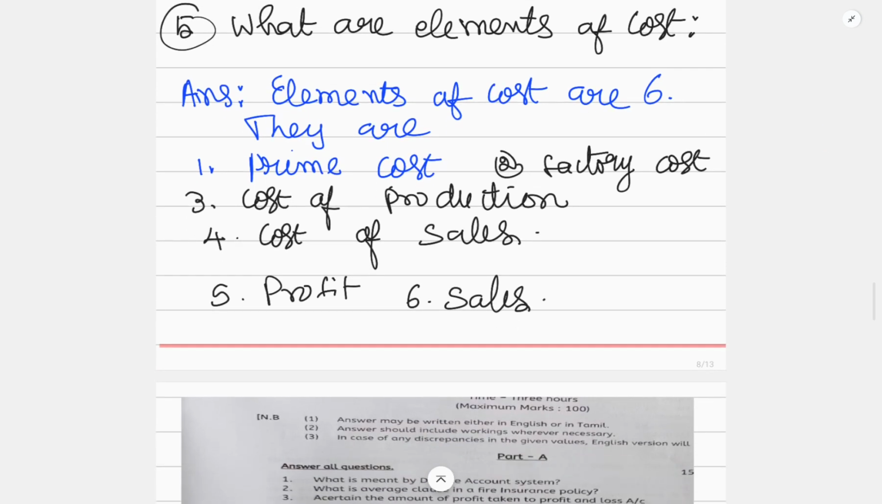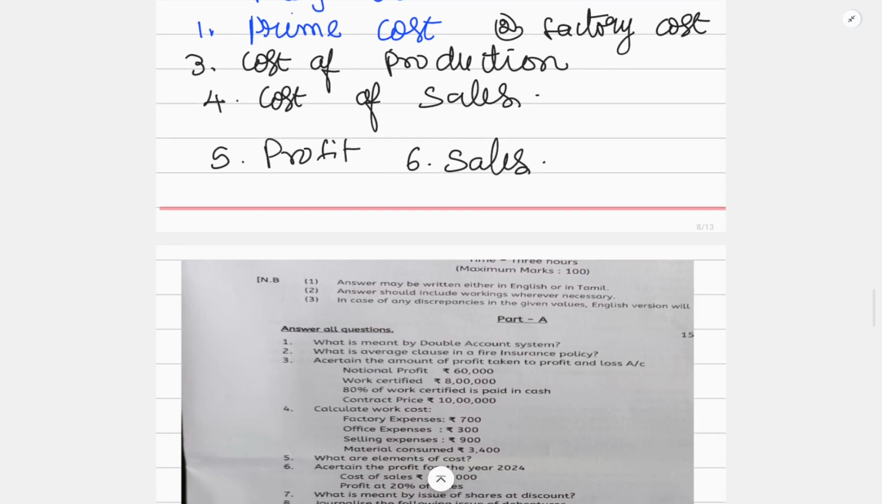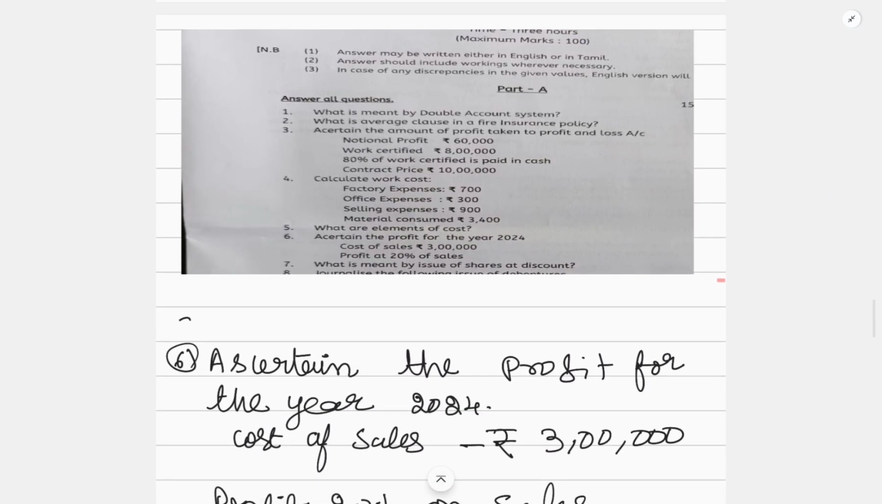What are the elements of cost? Elements of cost are 6. They are prime cost, factory cost, cost of production, cost of sales, profit and actual sales. Sixth question.